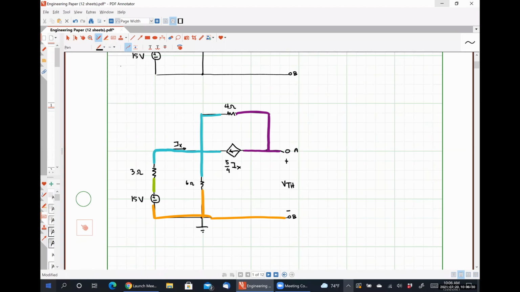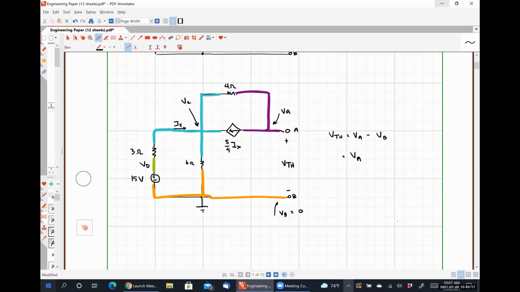So the reason why I chose the bottom node labeled in orange to be my ground is because I know that VTH will be, by definition, the nodal voltage at terminal A. So let's call this guy here VA so that it matches, minus the nodal voltage at B. And since node B is at 0 volts, that means that VTH is just going to be exactly equal to VA, whatever I find that to be. So I'm going to go ahead and call this guy here C, and this guy here D. So by inspection, I can see that VD is going to be 15 volts. Everybody okay with that?